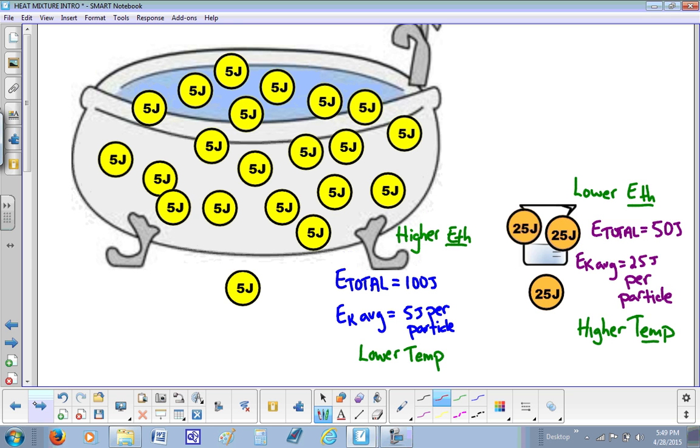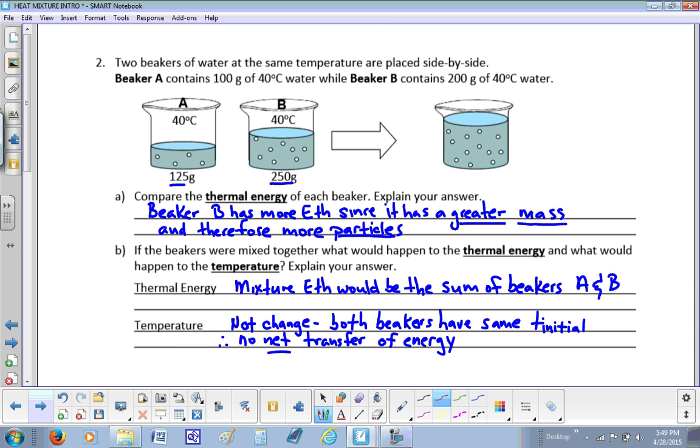And then we had this example we looked at today in class where we have two beakers, A and B. They're both at the same temperature, and the question was, compare the thermal energy. Well, B obviously has much more thermal energy because it has more particles. The greater the mass, the more particles, and therefore the more total energy that's present.